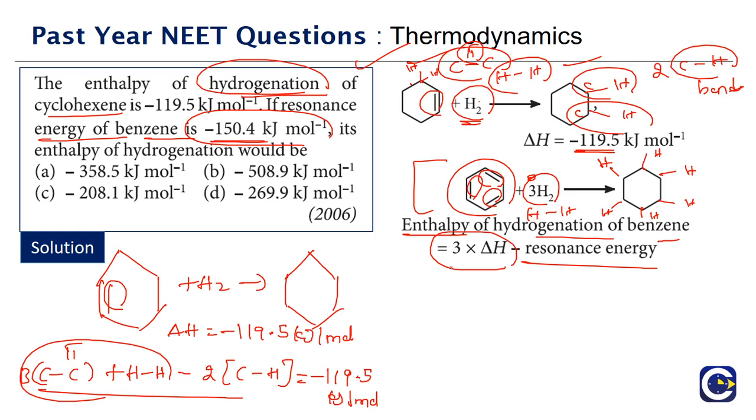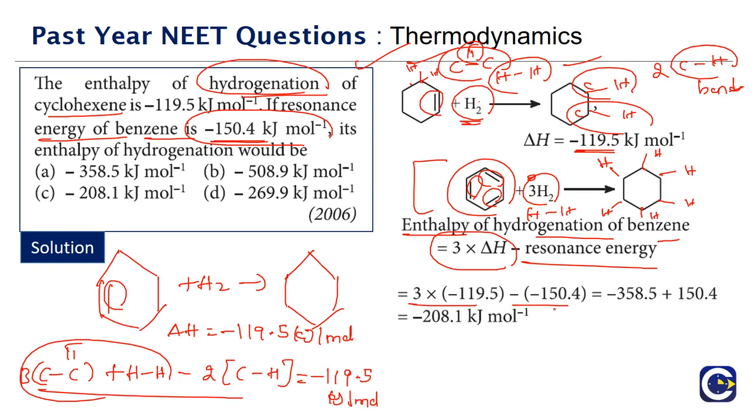So if you look at it, what will be the overall value? It's going to be 3 into minus 119.5 minus of minus 150.4. That will give us what? 3 into minus 119.5 means minus 358, plus 150. It will be what? Minus 208.1 kilojoule per mole.